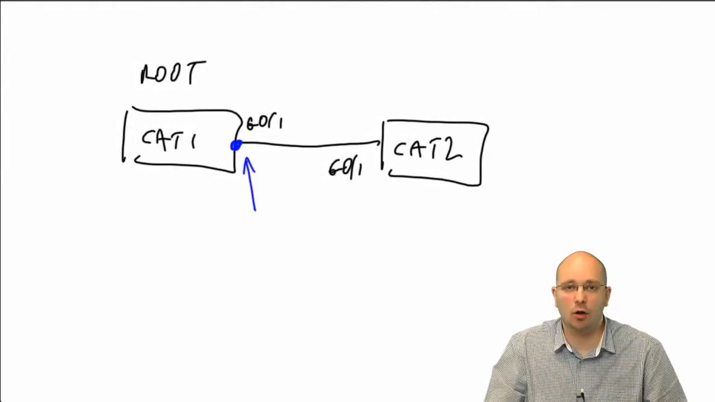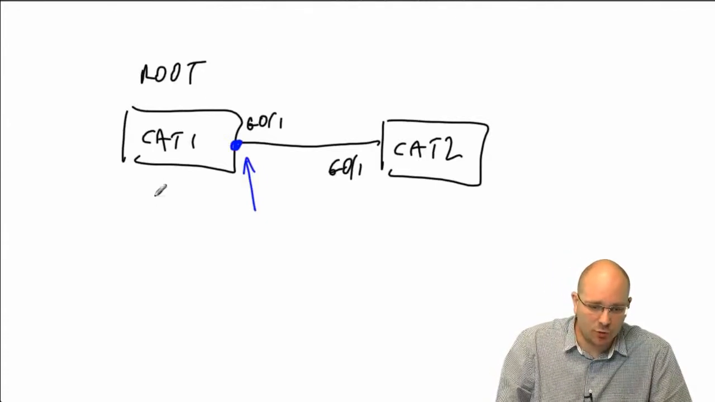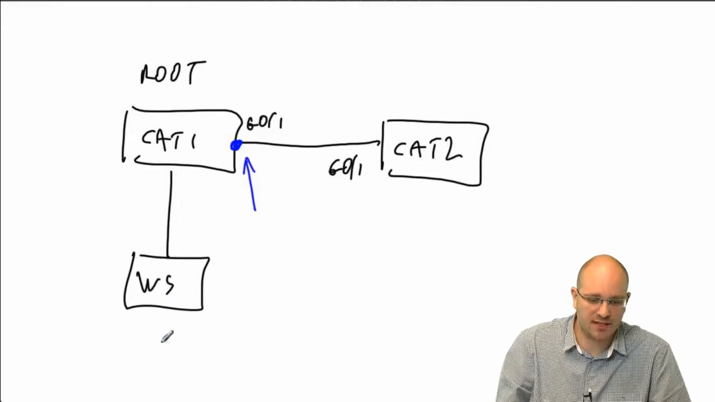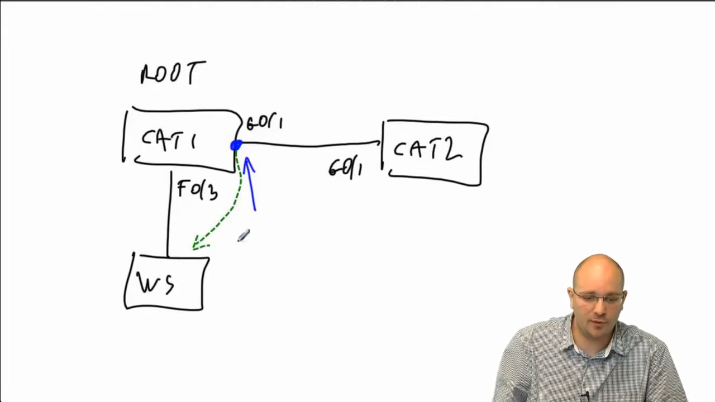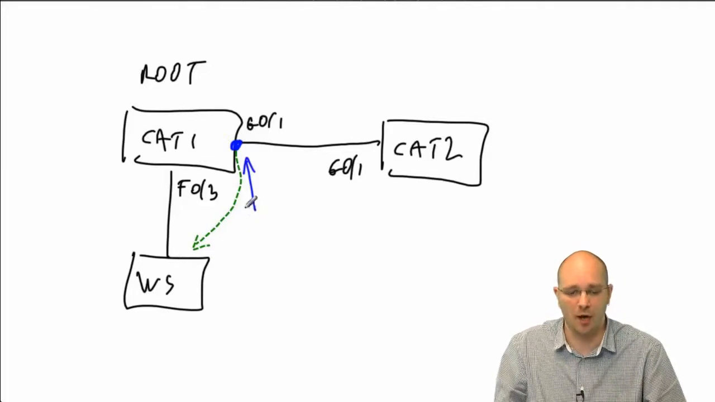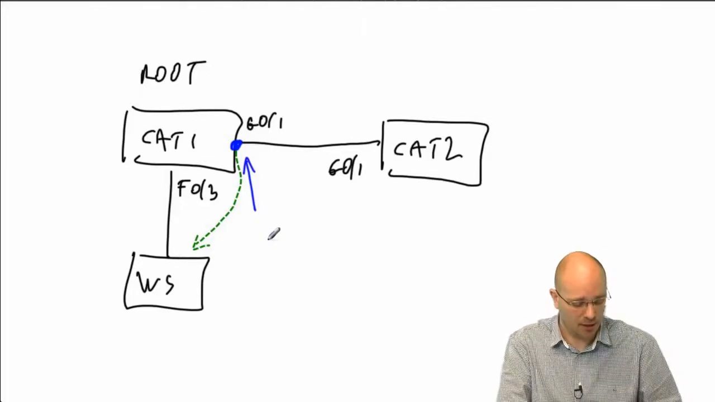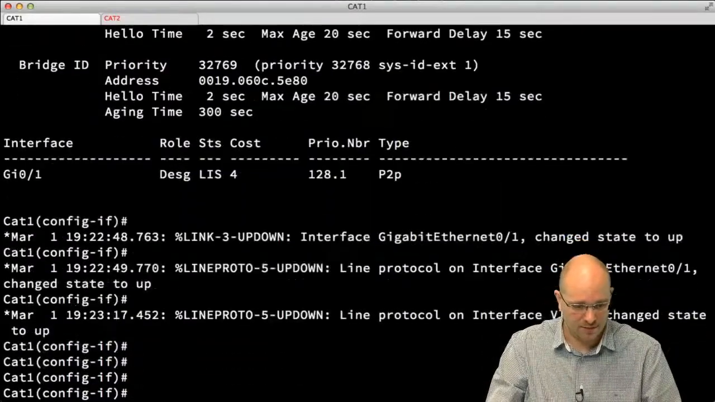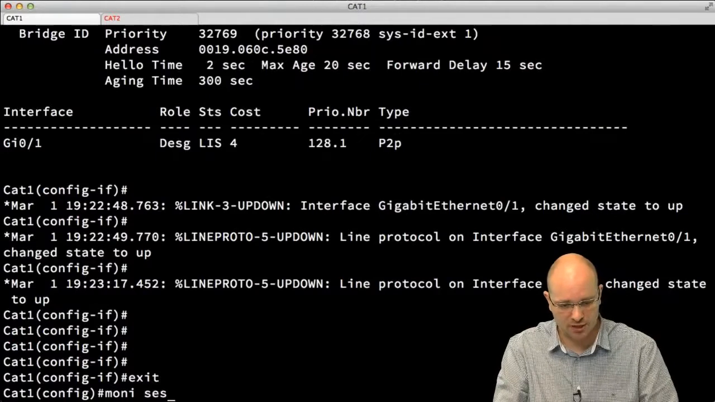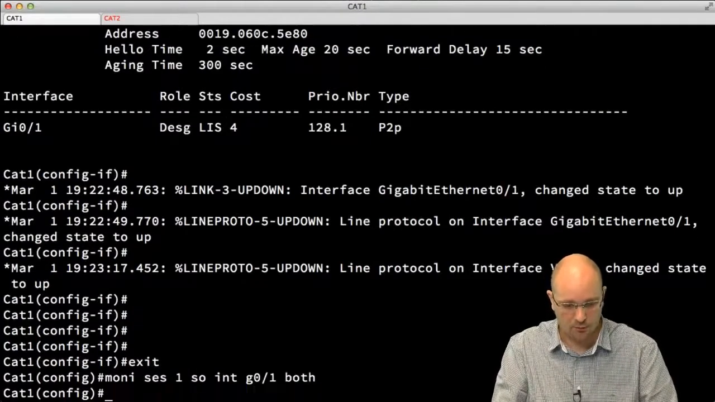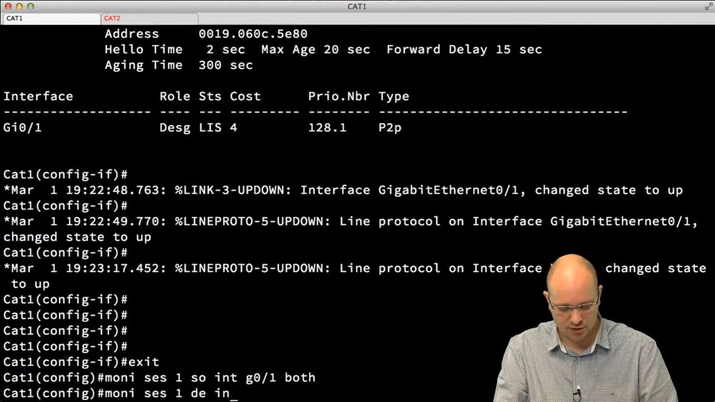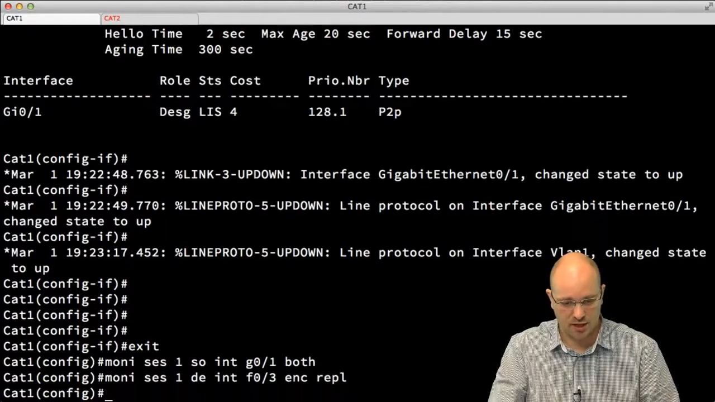Now let's go and take a look at what is happening on the wire between Cat1 and Cat2. To examine that, I'm going to add my Wireshark station to Cat1, which will be connected to FastEthernet 0/3. And I'm going to send a copy of all traffic being sent or received from Gigabit 0/1 to the Wireshark capture here. So let me go ahead and configure this. On Cat1, I'm going to say monitor session 1 source interface Gigabit 0/1, both. I want incoming and outgoing traffic. And then I'm going to say monitor session 1 destination interface FastEthernet 0/3 encapsulation replicate.